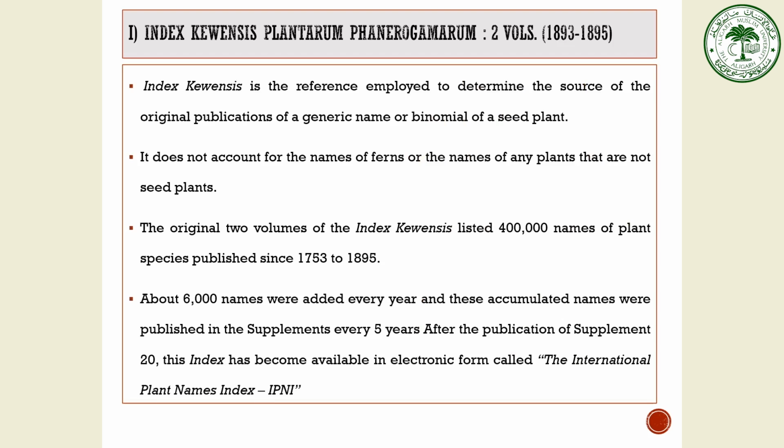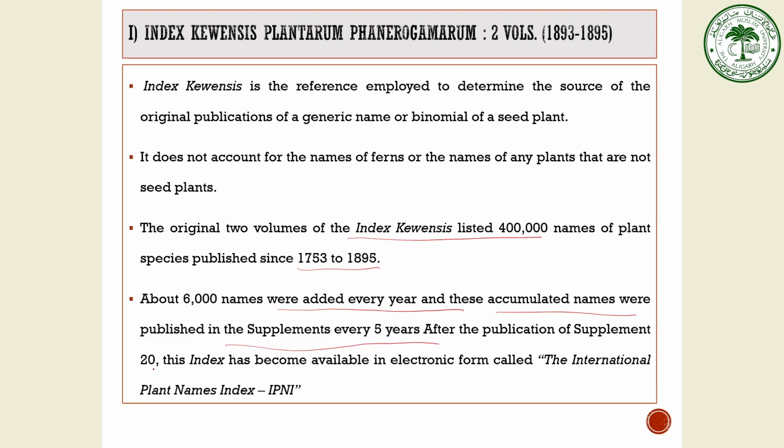The index is the reference employed to determine the source of the original publication for the generic name or botanical name of the seed plants. As I have already told you, these indexes just have the indexing. They don't have a description of the plants. So these two volumes of the index listed around 4 lakh names of plant species published between 1753 and 1895, and about 6,000 names were added every year, and these accumulated names were published in the supplements every year after the publication.